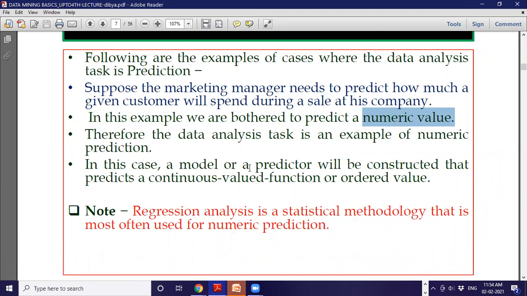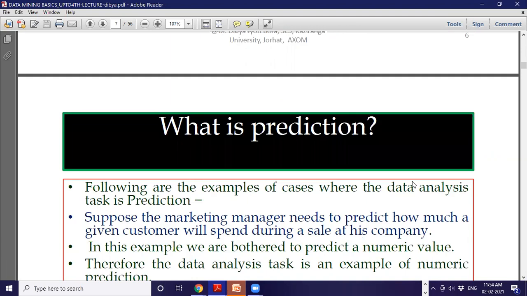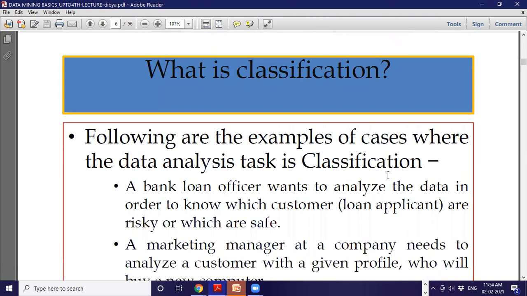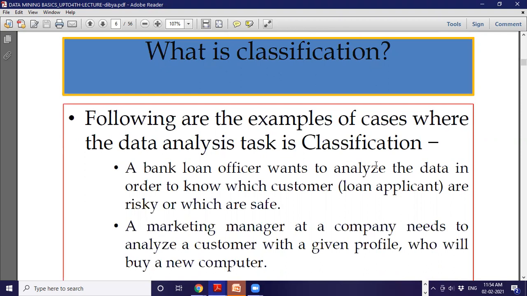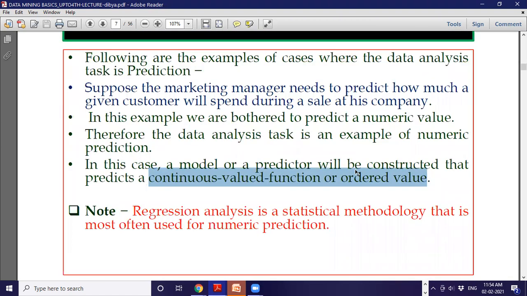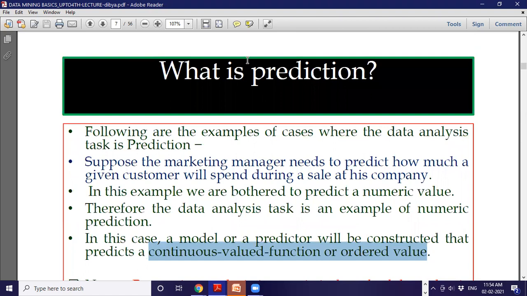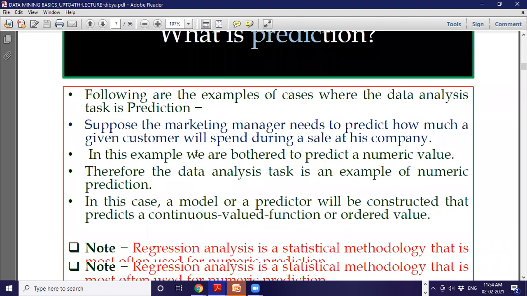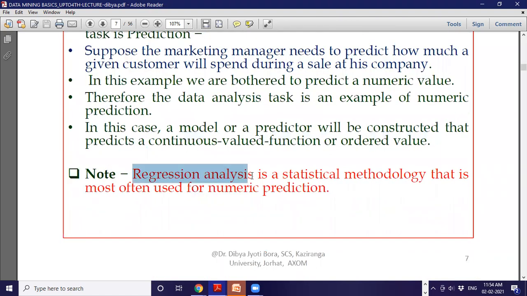So in this case, a model or a predictor will be constructed that predicts a continuous valued function or ordered value. Now, if we need to cite one algorithm for classification, then you can give the example of neural network, KNN. Similarly, if you want to cite an example of prediction, then that will be regression analysis.